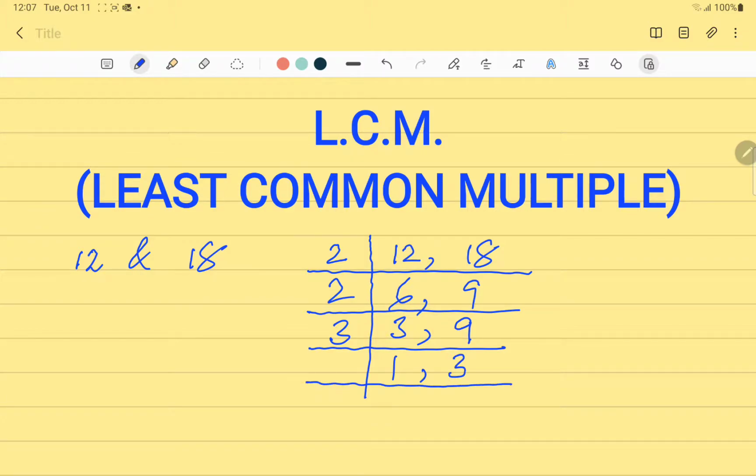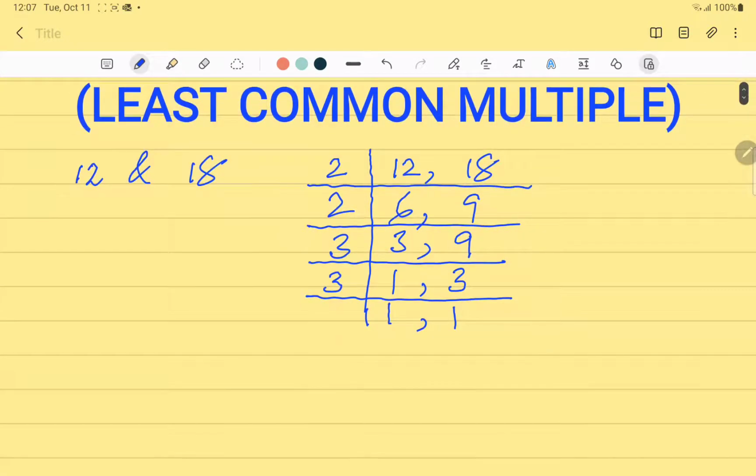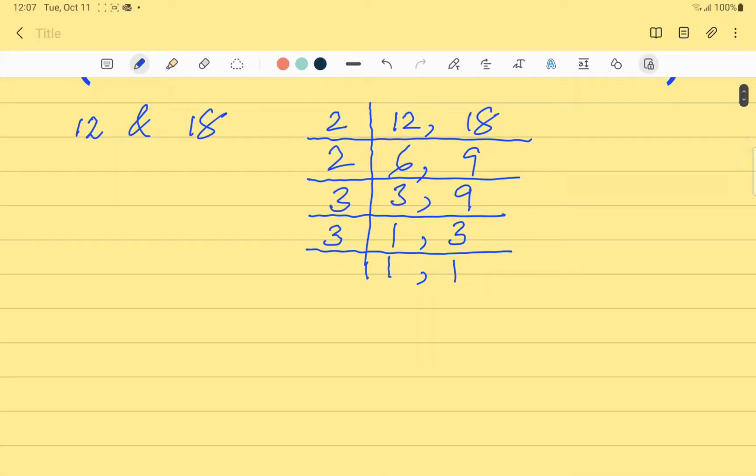Now we will check if still there is a number which is divisible by 3. Yes, there is one 3. So we will write here 3. 1 will be as it is and 3 1s are 3. And we continue this practice until we receive all the ones in the bottom row. So now we have got 1 and 1 here, which means we can calculate our LCM now.